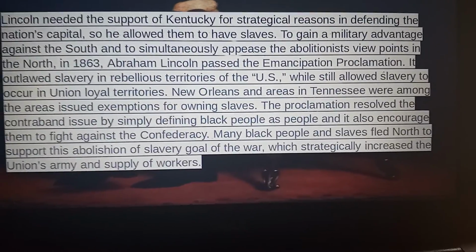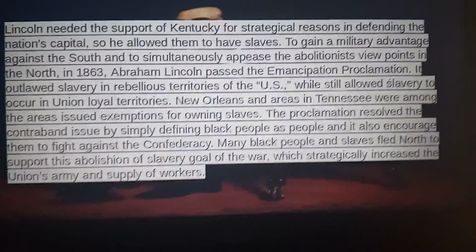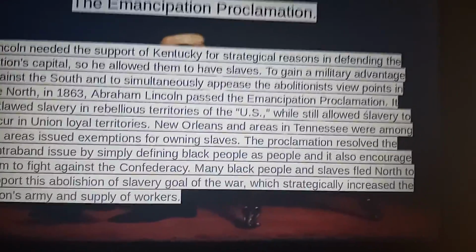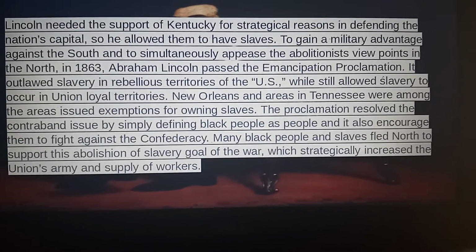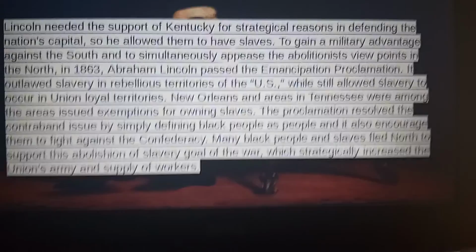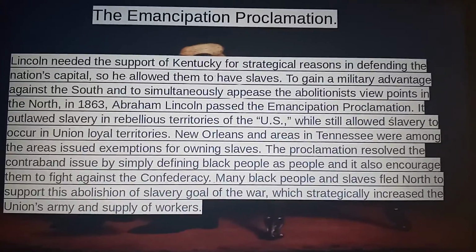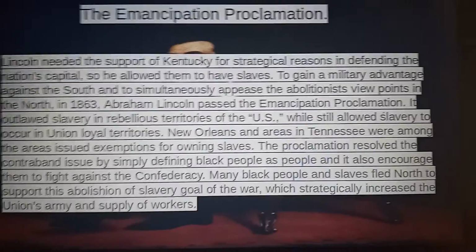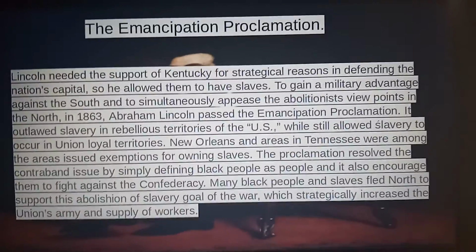The proclamation resolved the contraband issue by defining black people as people, and it allowed them to fight against the Confederacy. Many black people and slaves fled to the North to support the abolitionist slavery goal of the war, which strategically increased the Union's army and supply of workers.